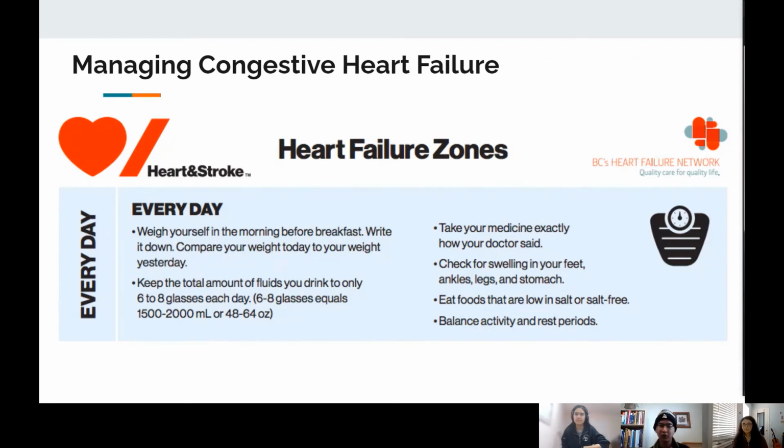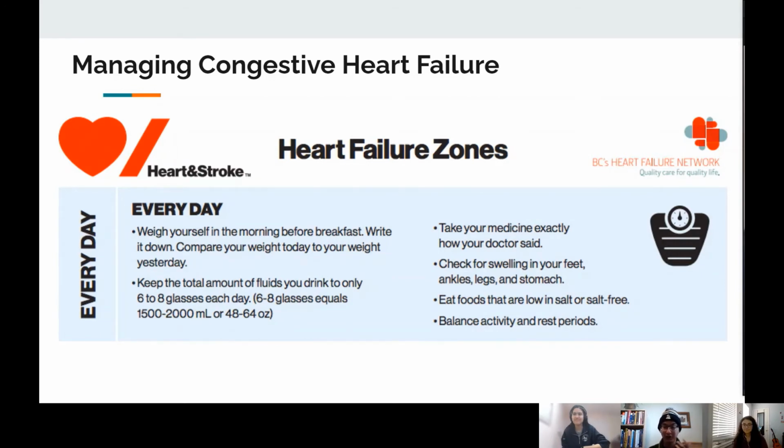So first, you're going to weigh yourself, preferably in the morning before you eat breakfast, because that can have a big bearing on your actual weight for the day. You're going to write it down and also compare it to how your weight was yesterday to see if you're on an upward or downward trend in your weight. Next, you're also going to make sure that you're drinking enough water, about 6 to 8 glasses per day, and that's equal to about 1.5 to 2 liters.